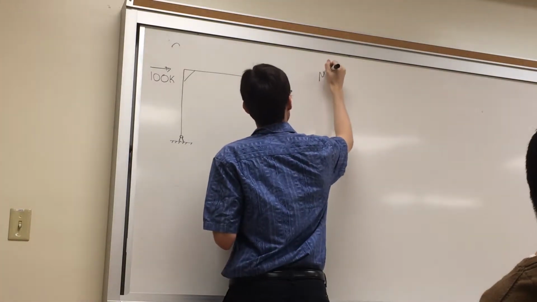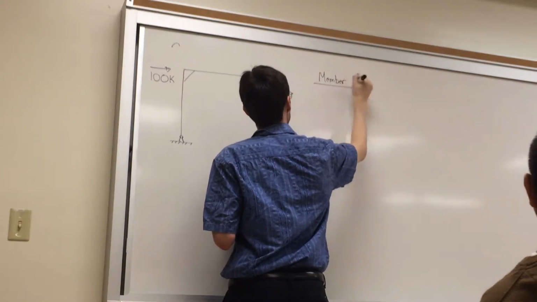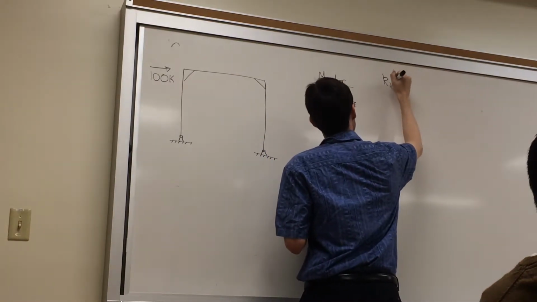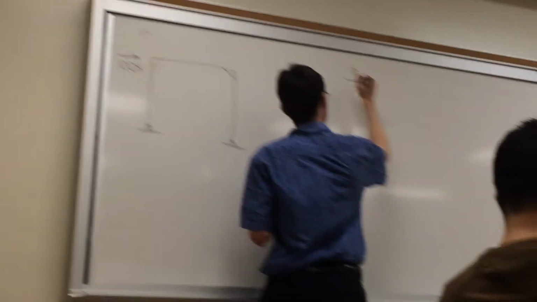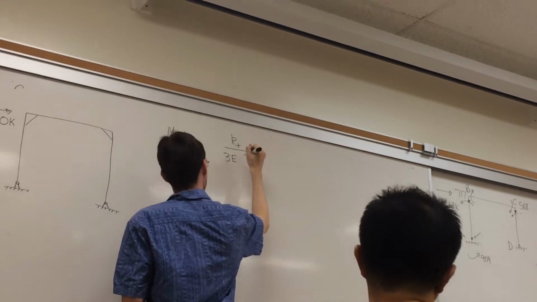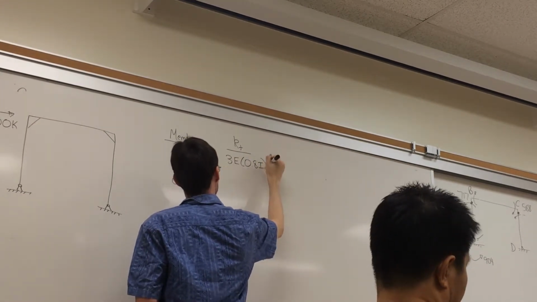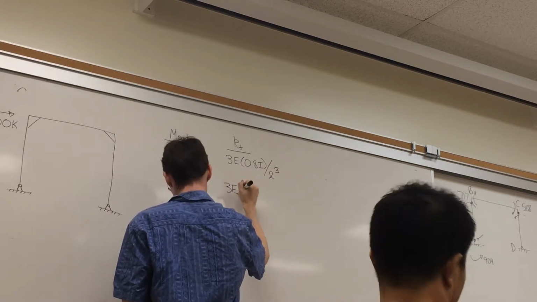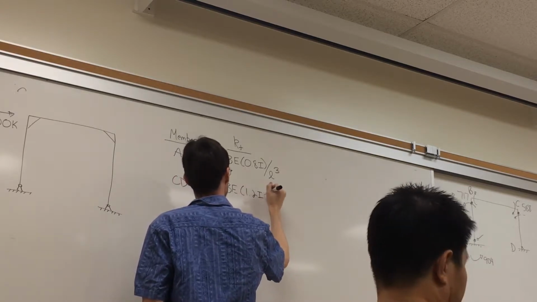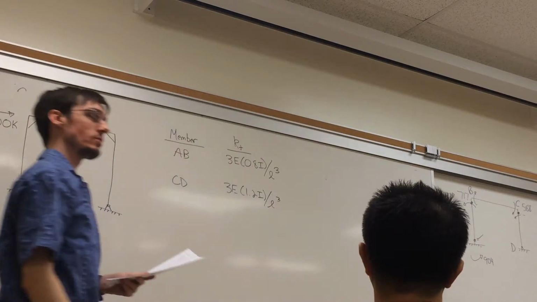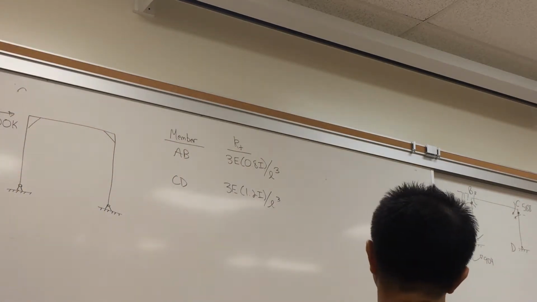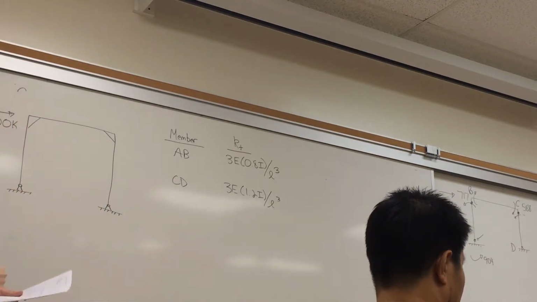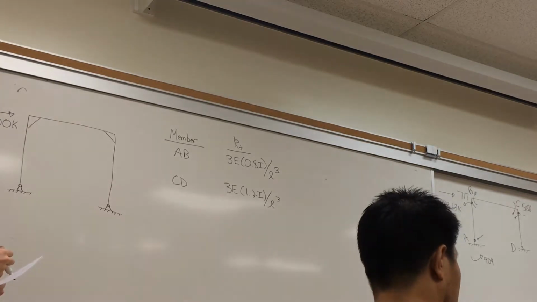So if we look then at members A, B, and C, D, look at our translational stiffness. So the translational stiffness of a fixed pin system is 3EI over L cubed. You'll note that member AB, before when this was fixed, its translational stiffness was 12EI over L cubed. So now its stiffness is decreased.